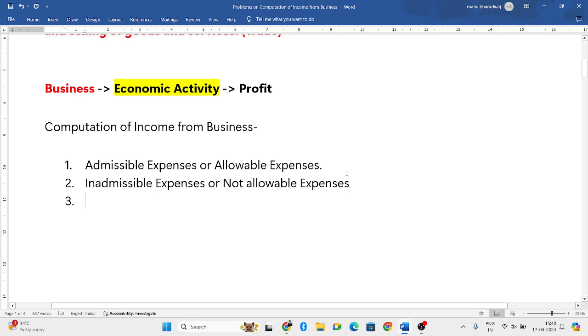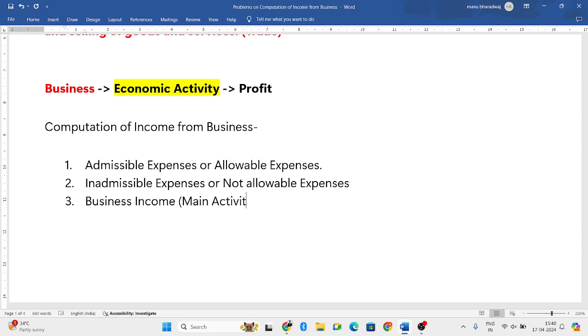The third one is business income. So what is this? Business income is any income arising from the main activity of the business. The fourth one is non-business income.